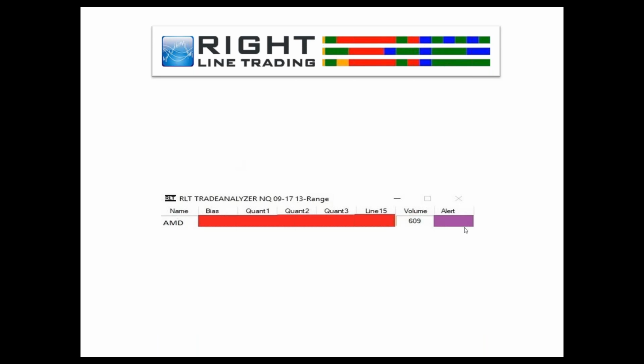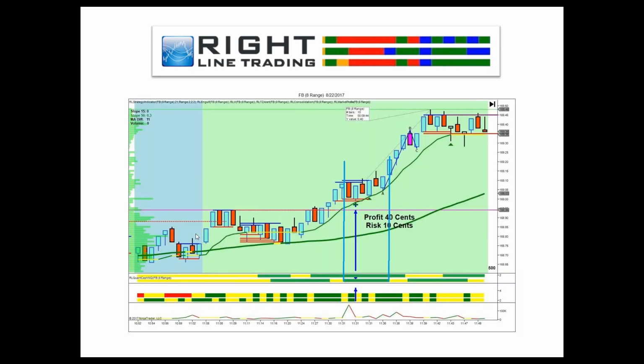So this is what you would see, and this is Applied Micro Devices, Advanced Micro Devices. Only traded it 5,000 times, can't remember the name of it. Now here's an entry. Right here is all green. Background is green. 50 is green. 15 is green. There's the strategy entry. Now you get 40 cents of profit here on 10 cents of risk. It's a 4-to-1.